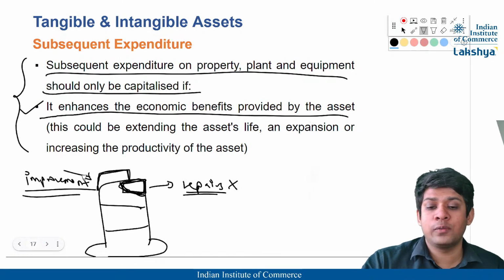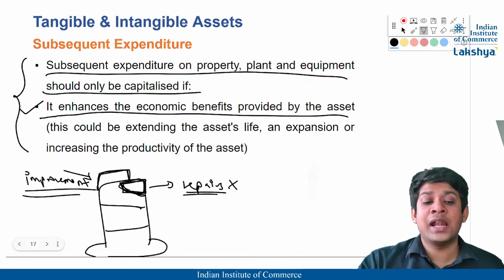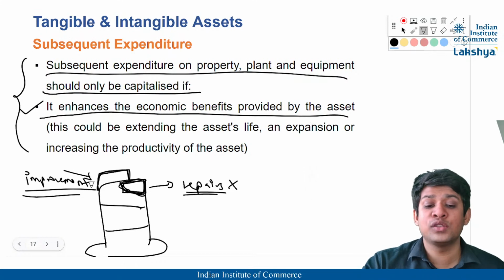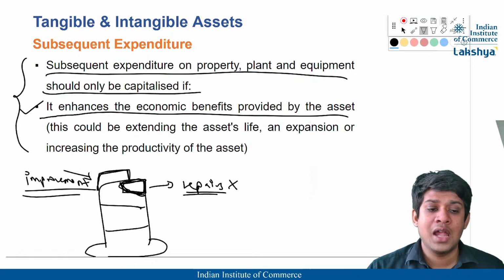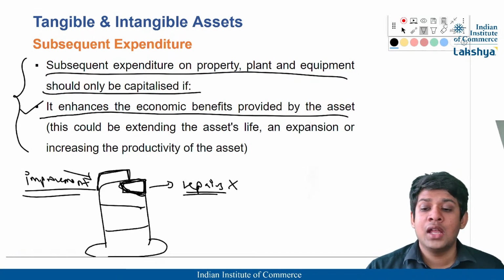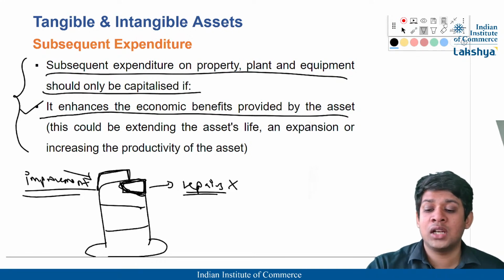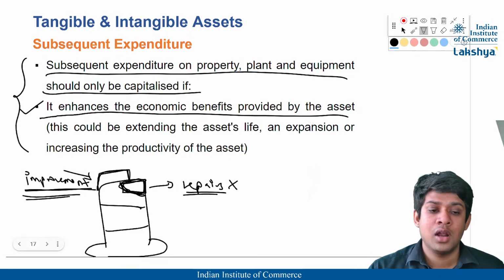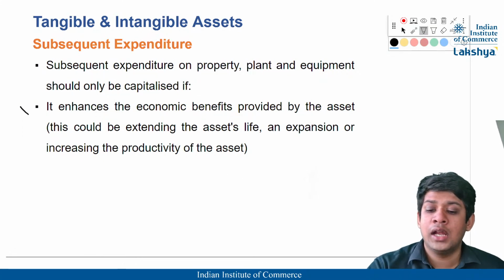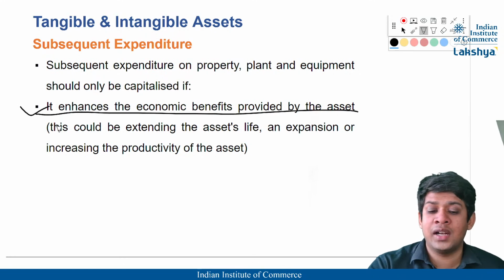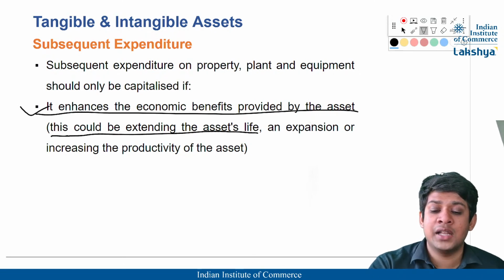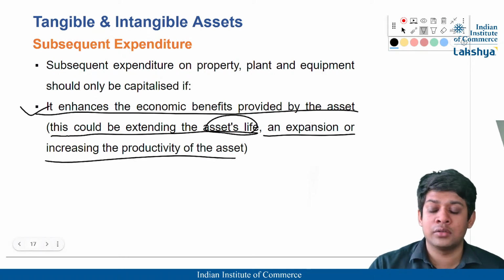And because of this improvement, my building is enhanced, or my building would actually be used for a longer period of time. That is the reason why subsequent expenditures which are considered as improvements are to be capitalized, but subsequent expenditures which are repairs or repaintings are not going to be capitalized. Okay. It enhances the economic benefits provided by the asset. This could be extending the asset's useful life or an expansion in increasing the productivity of the asset.